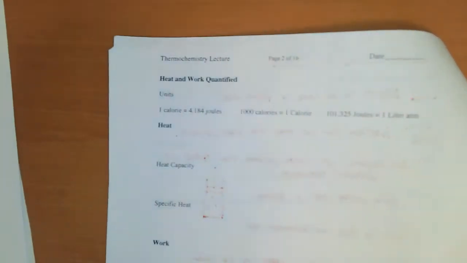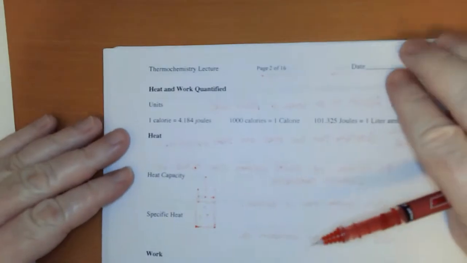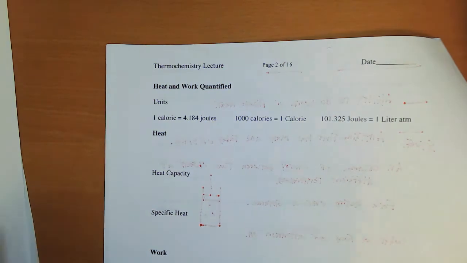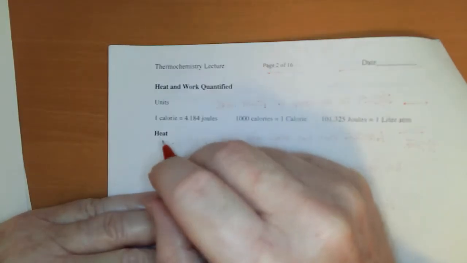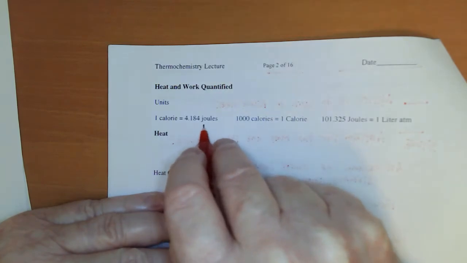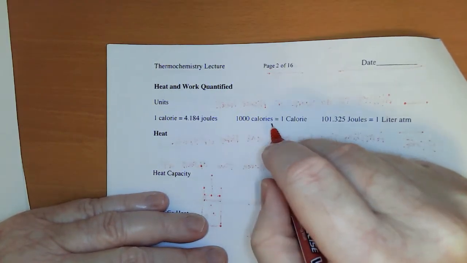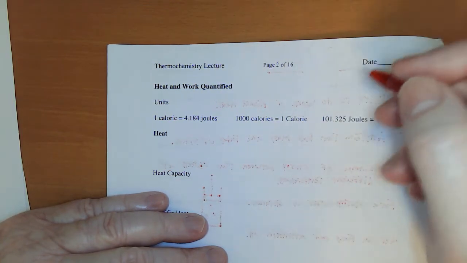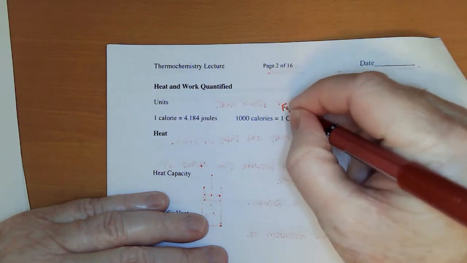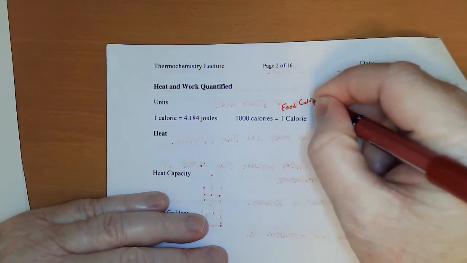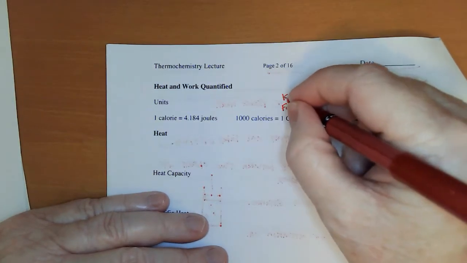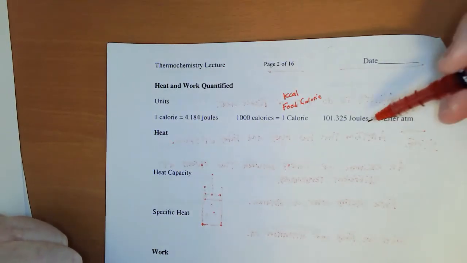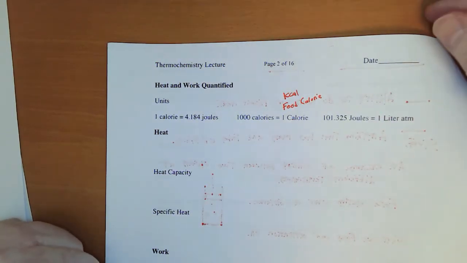Hey everyone, we're back with page 2 now of the thermo outline, and we've got some information here on the page that I just wanted to put here as a reference. Some conversion factors. 1 calorie is equal to 4.184 joules. 1,000 calories with a lowercase c is equal to 1 calorie with a capital C, which is also sometimes called a food calorie, and sometimes called a kilocalorie. And then 101.325 joules is equal to a liter atmosphere.